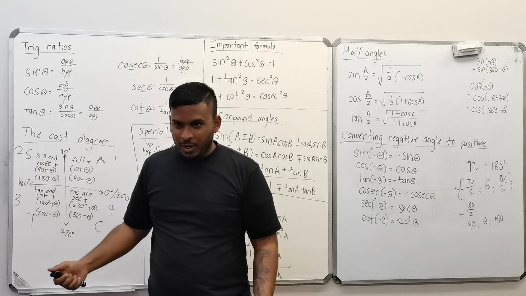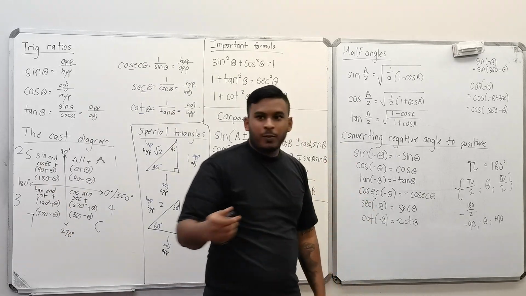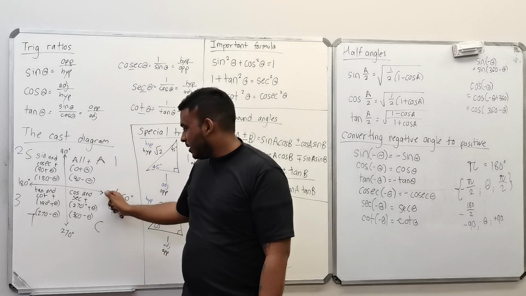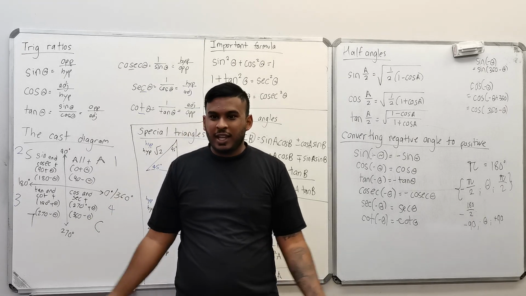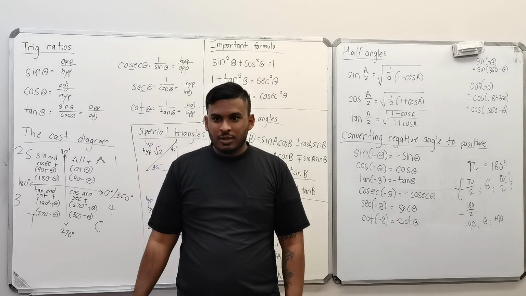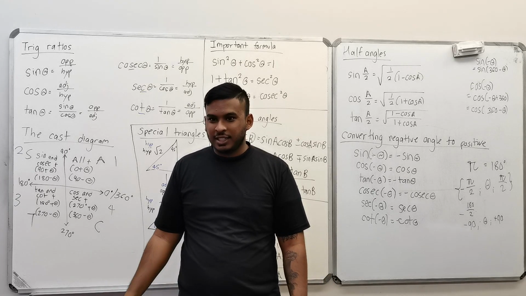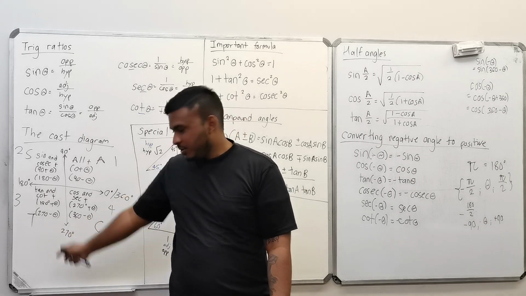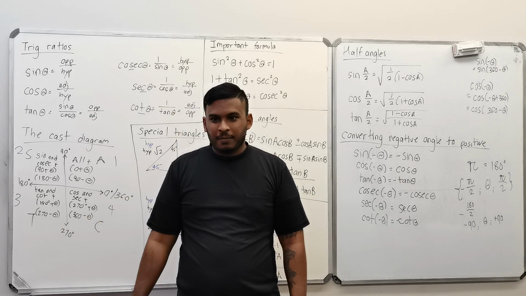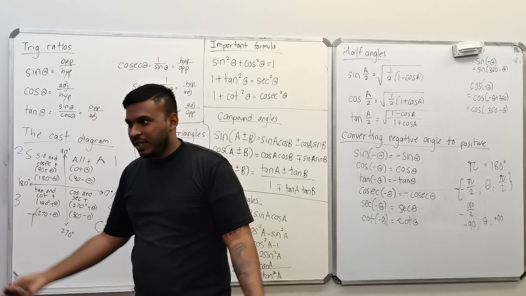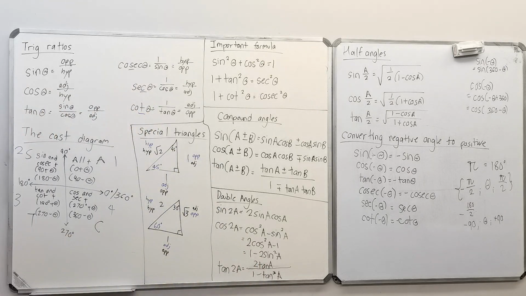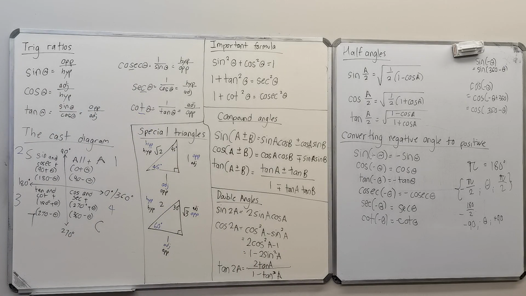So minus 90 will be in the bottom where 270 is. Yes, but with the negative angle, you add 360. 360 minus 90 is what? 270, which takes you back there. That's basically what they're referring to. Understand? Okay, compound angles you're okay with.